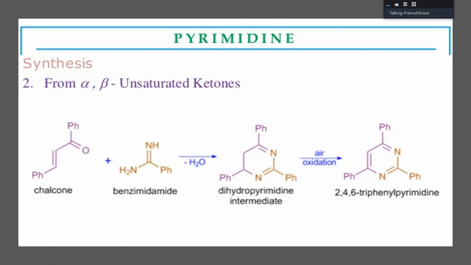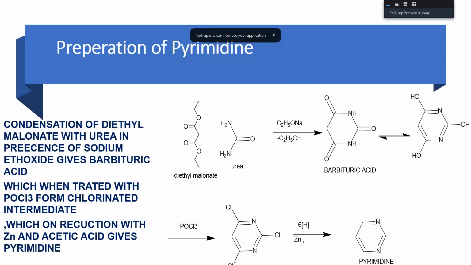You can take any type of chalcones. Okay. Here the particular example is of a phenyl chalcone. You can take different types of chalcones. You can react them with different amidines to give you a dihydropyrimidine, which undergoes oxidation. We can do oxidation with selenium, anything that we have studied earlier, and you get your 2,4,6 triphenyl pyrimidine. Now the next method is you take diethyl malonate.